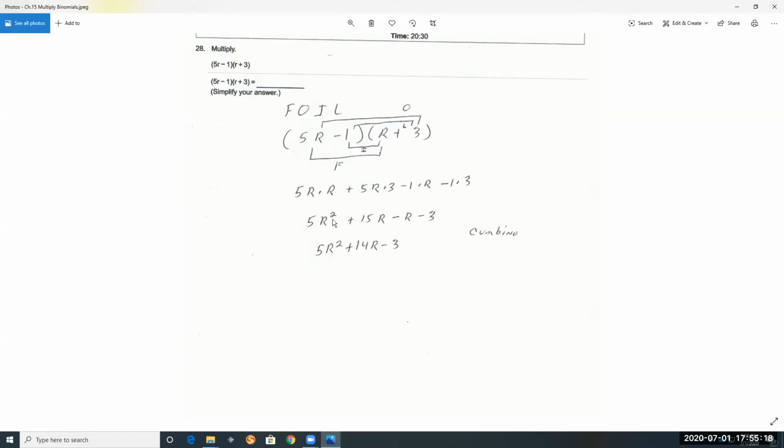Doing the calculation, we have 5r squared plus 15r minus 3. Combining some like terms, we end up with an answer of 5r squared plus 14r minus 3.